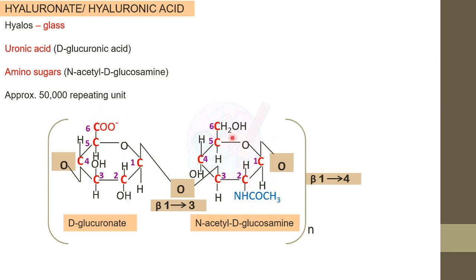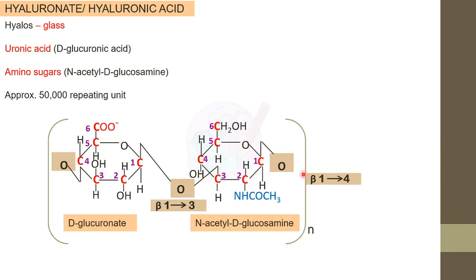And the second sugar, that is the amino sugar present here, is N-acetyl D-glucosamine, because here this amine is acetylated. And the bond between this disaccharide, since here this OH is up the plane, this is beta sugar. So the first carbon is involved in bonding with the third carbon of this N-acetyl D-glucosamine. So this is a beta 1,3 linkage.